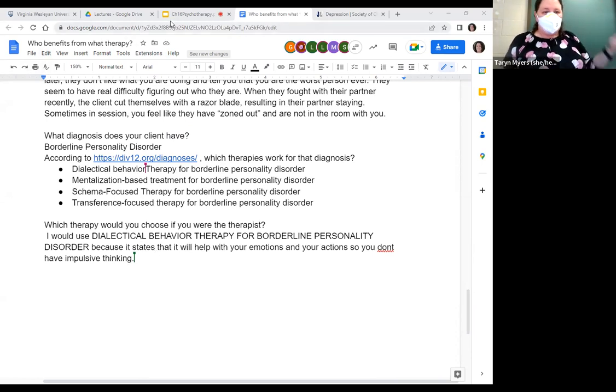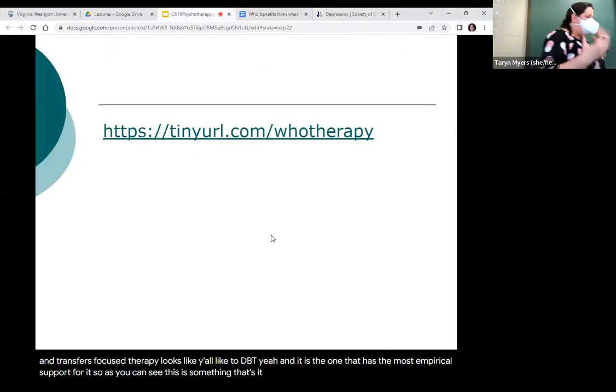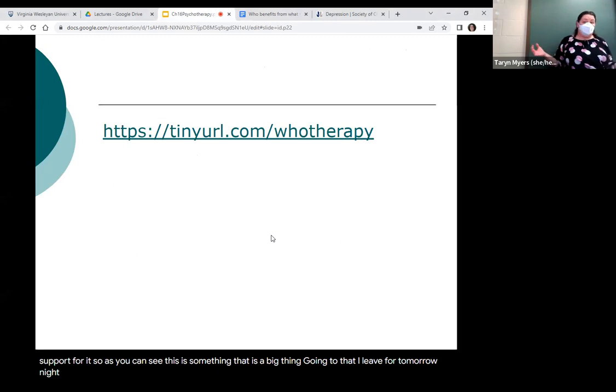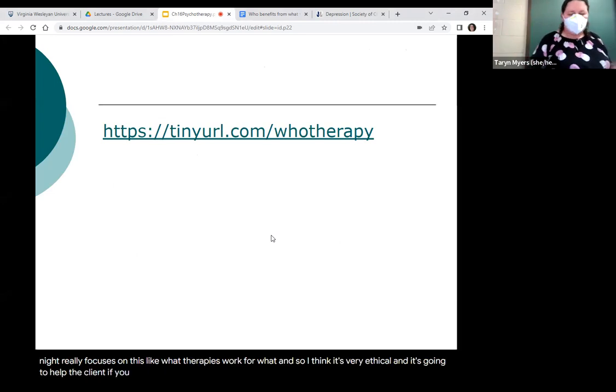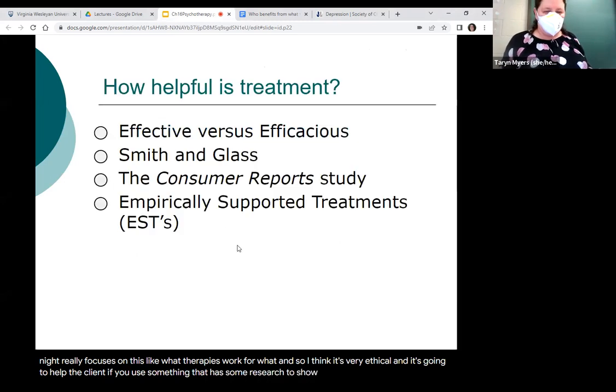So as you can see, this is something that is a big thing in psychology. Again, the conference I'm going to that I leave for tomorrow night really focuses on this, like what therapies work for what. And so I think it's very ethical and it's going to help the client if you use something that has some research to show it works.